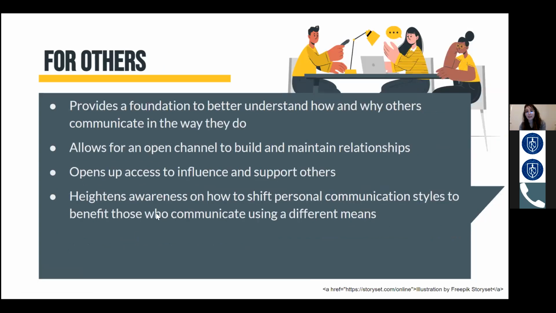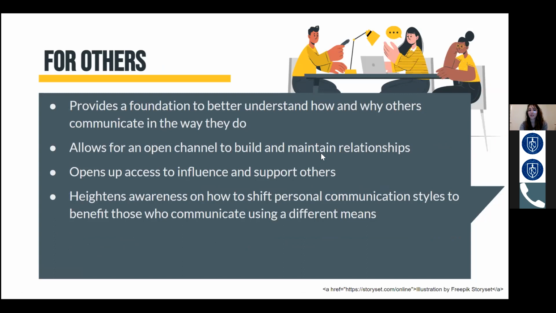There are benefits for others of knowing communication styles. For others, it provides a foundation to better understand how others communicate in the way they do. So maybe you have those negative perceptions of someone who communicates in a different style than you. You'll be able to better understand them so that you're able to take their information and understand where they're coming from and how they communicate.